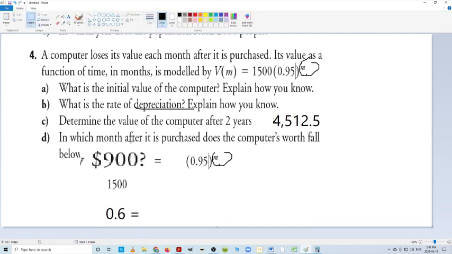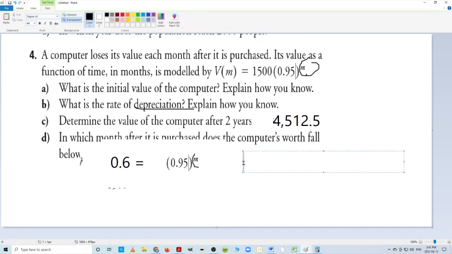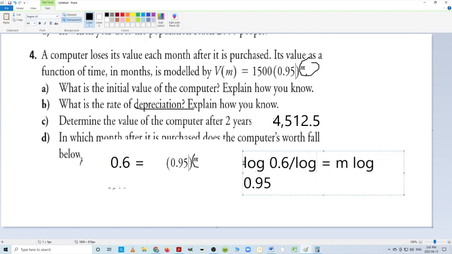And if I had my log ability, right, I would now take a log of both sides. So I'm going to do it over here. Take a log of both sides, and I end up with log of 0.6 is equal to m times the log of 0.95, because the exponent can come down, which means that m is going to be equal to log 0.6 divided by log of 0.95. So I can get an exact value this way.